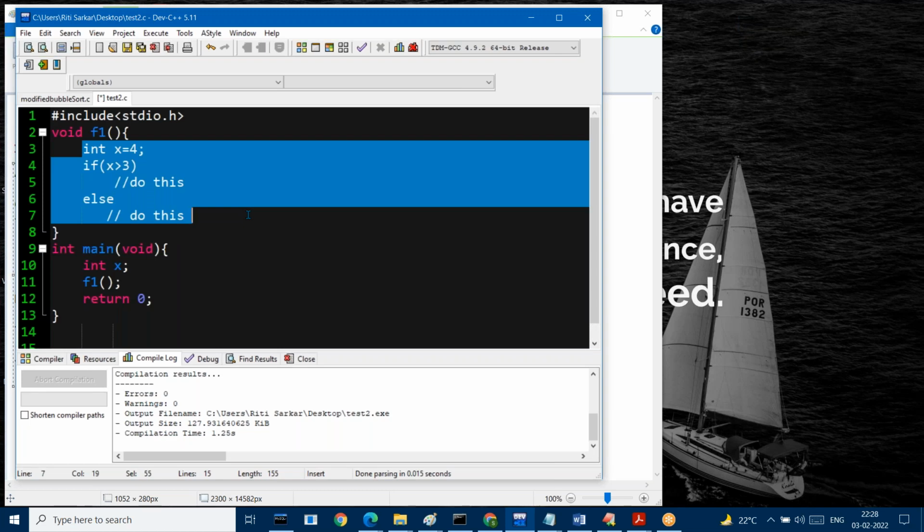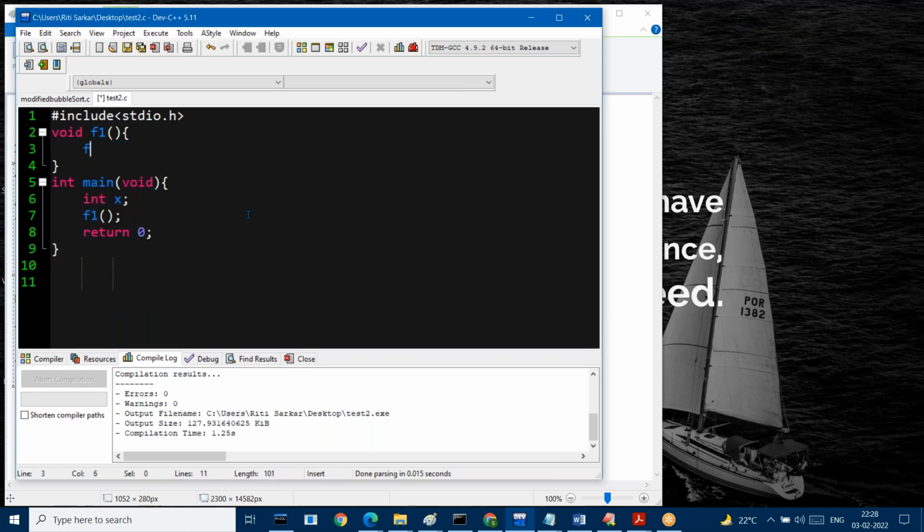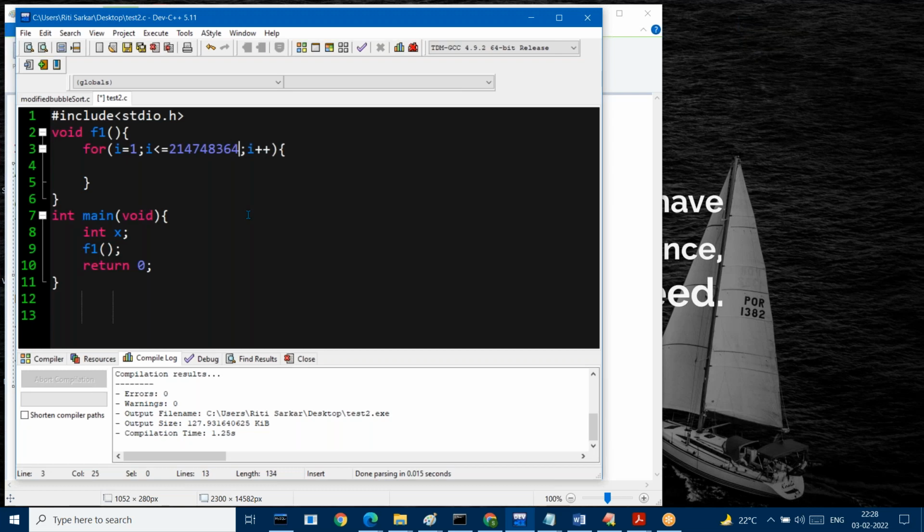Even if a loop is there, it can still be order of 1. Suppose f1 has a loop like this: i is equal to 1, i less or equal to 32768, a big value. Aniket is asking, sir, consider a big value. Okay, I have taken that. If you want more than that, I can take that also: 2147483647, the biggest positive number of a signed int. This many times my loop will rotate.